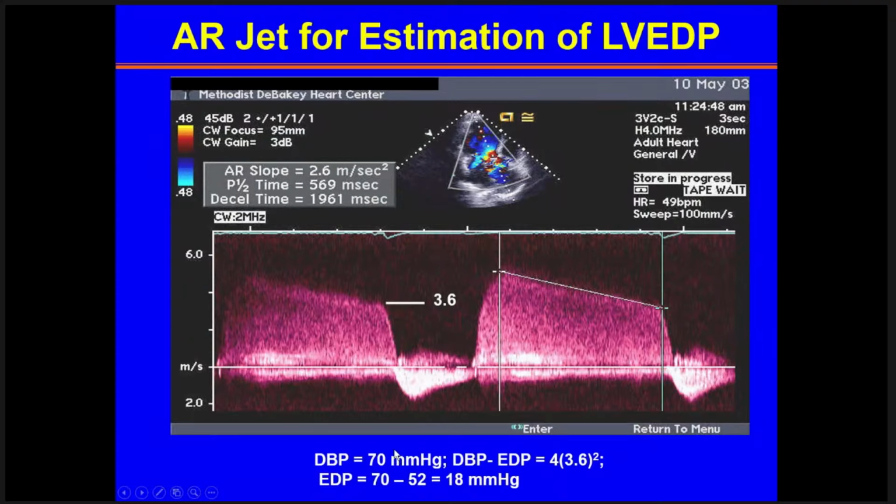So here, if we look at the end diastolic velocity for the aortic regurgitation jet, and we know the diastolic blood pressure, we can say that the difference between diastolic blood pressure and end diastolic pressure is given by 4v squared. And if you rearrange this expression and knowing the diastolic being 70, you can estimate the end diastolic pressure.